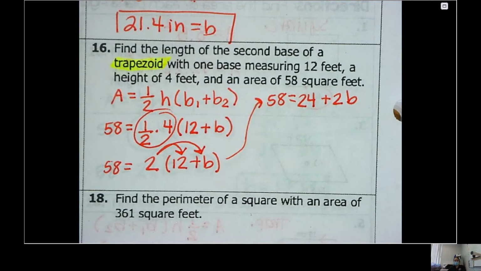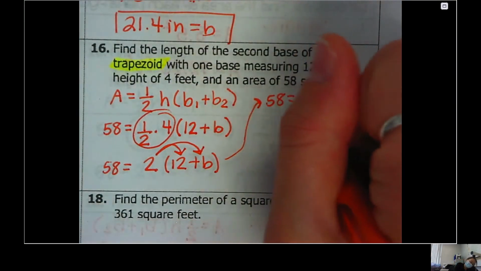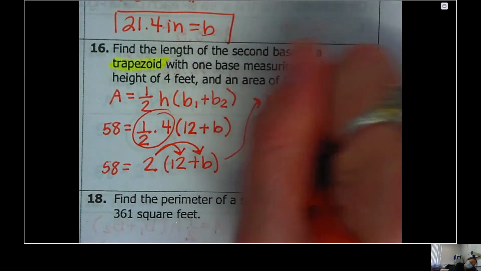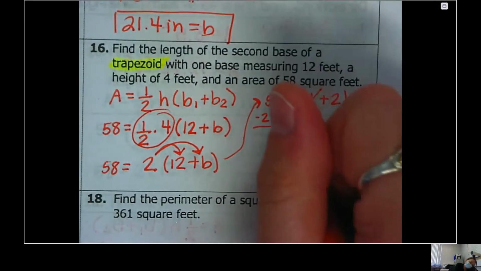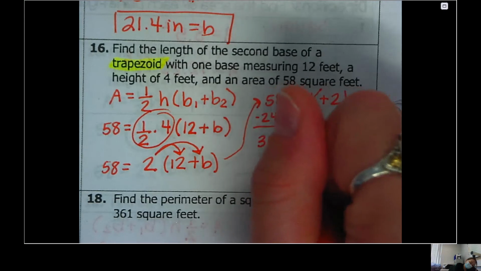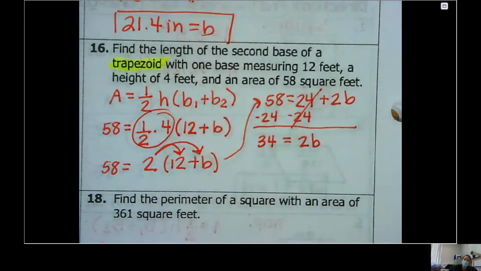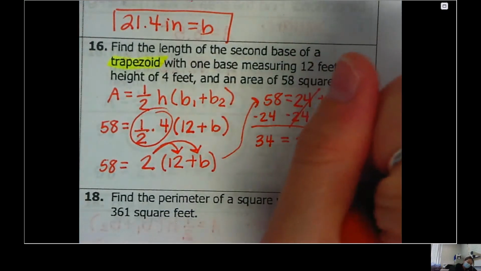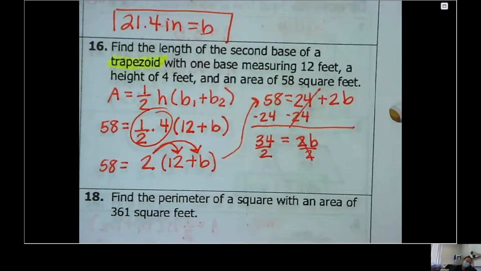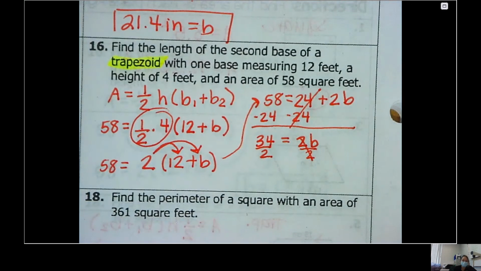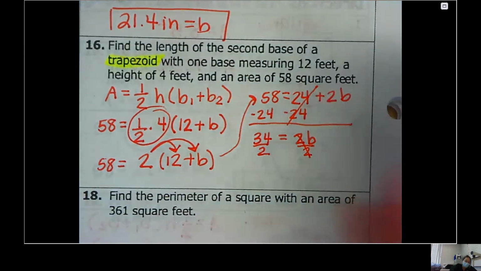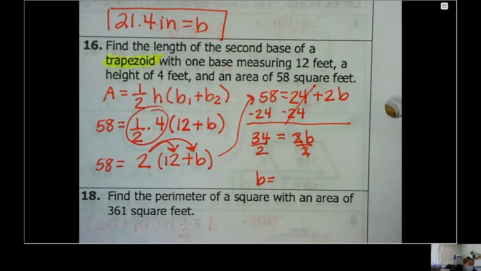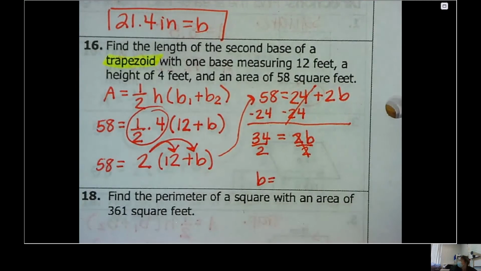Where do I go from here? Subtract 24 from each side. Right, just a simple algebra problem now. 34 equals 2b, and then my last step, divide by 2 on both sides. So my base equals what? 17, what? Feet.